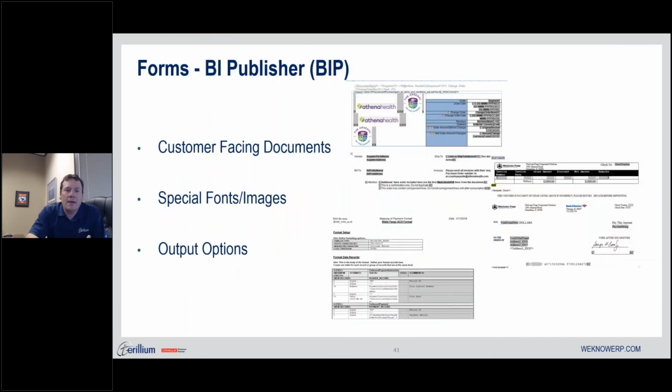And then finally, when it comes to forms, it's BI Publisher. The JD Edwards community is very familiar with BI Publisher. It's basically the same BI Publisher. It actually has a few additional features that we use in cloud, but once again, this gives you the ability to create customer-facing documents, use special fonts and images, and you have multiple output options.